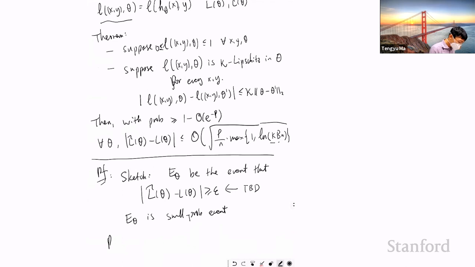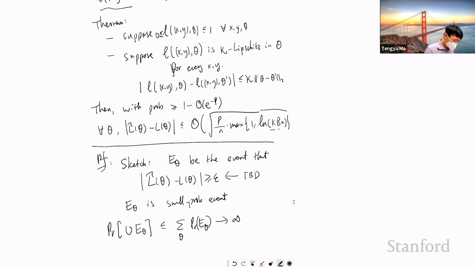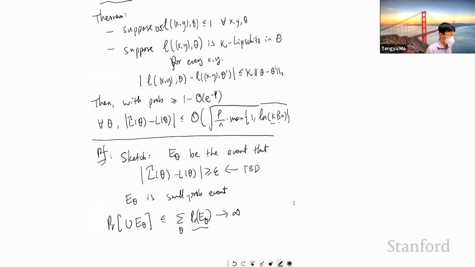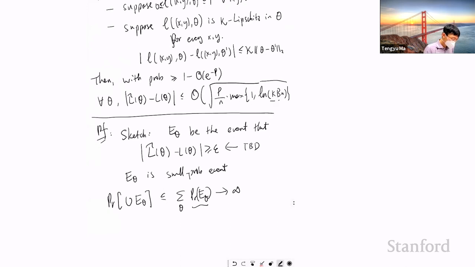Before, recall that what we did is we said that the probability of the union of the E theta is less than the sum of the probabilities of E theta. But now, because you have an infinite number of theta, this is infinite, because each one has some small probability. You take the sum over all possible events, and you get an infinite number. That's why it doesn't work. You cannot use exactly the same thing as before. But this can be fixed, because this union bound is very pessimistic.